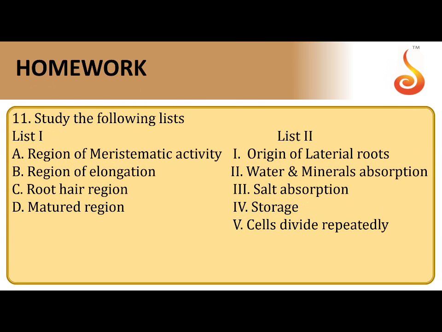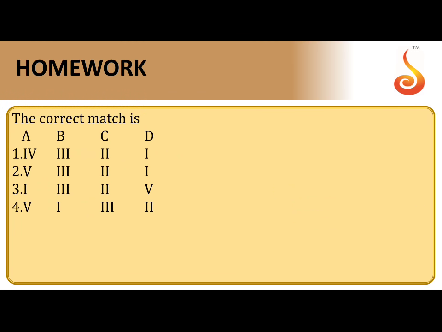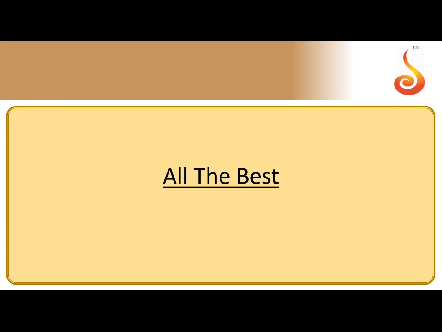Question 11 is a match the following, students. So, list 1 carries region of meristematic activity, region of elongation, root hair region and matured region. List 2 has: 1, origin of lateral roots, 2, water and mineral absorption, 3, salt absorption, 4, storage, 5, cells divide repeatedly. So, we have to find out the options for the correct match. I hope you all do it well. All the best students. You should complete your homework and submit.